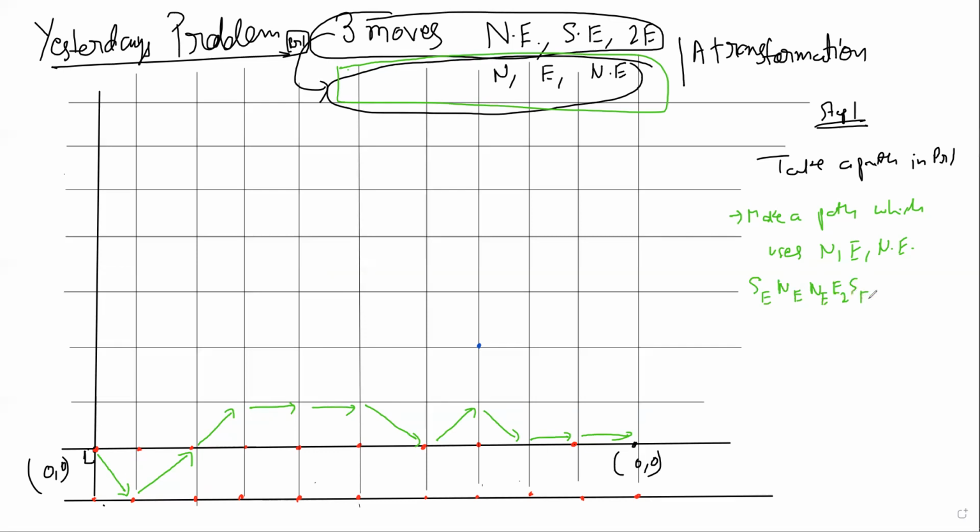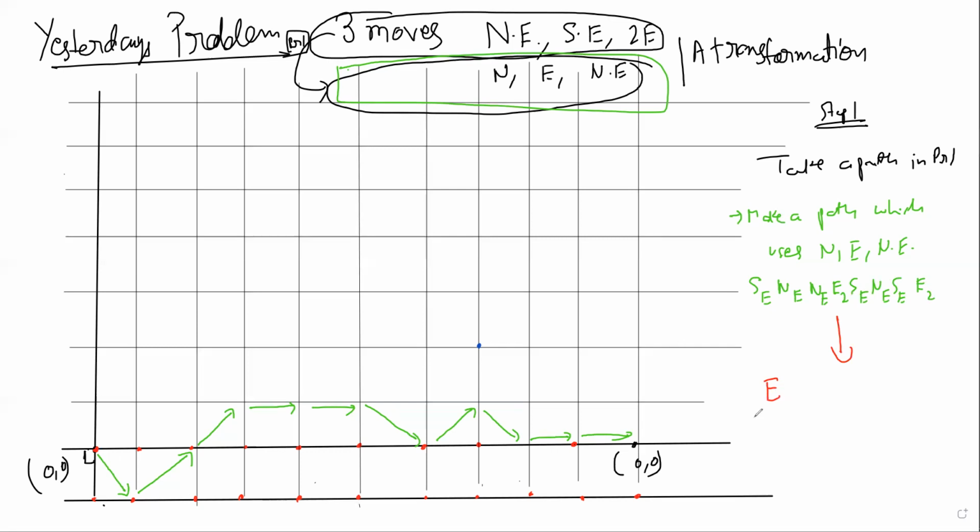Then I'll use southeast, then I'll use northeast, southeast, and then E2. This is the path, right? So what I'm saying is, basically what we wanted to say using rotation, we will say it in a different way. That's all. Okay. So what I'll say is that every time you see a southeast move, do an east move. So I will create a different path, right? That's what we want to do. We want to convert it to a second problem.